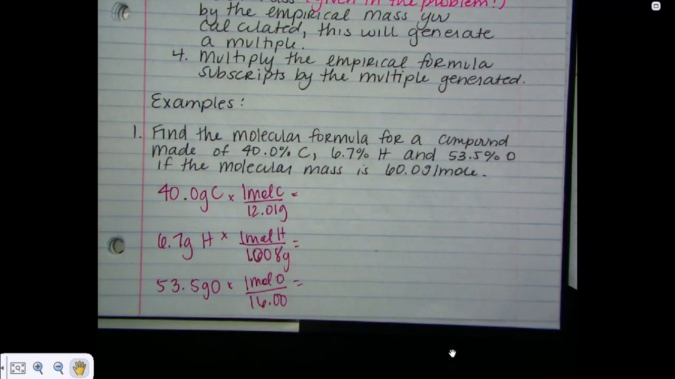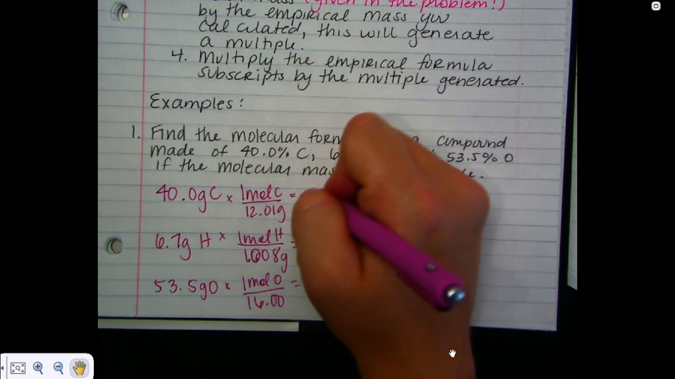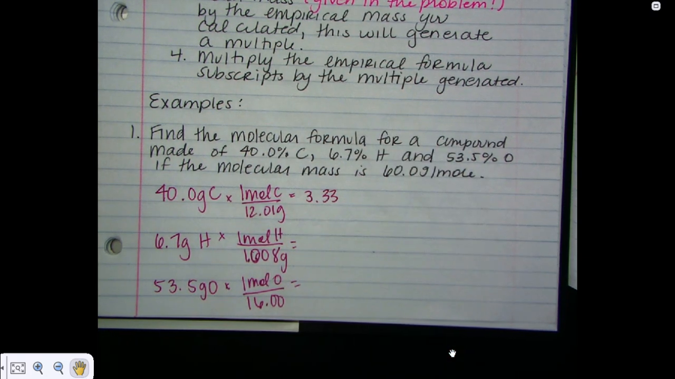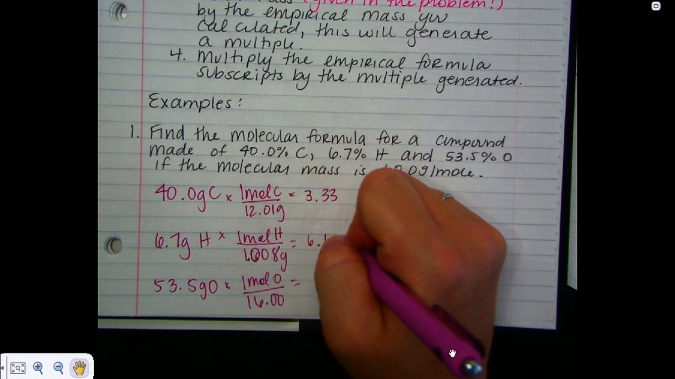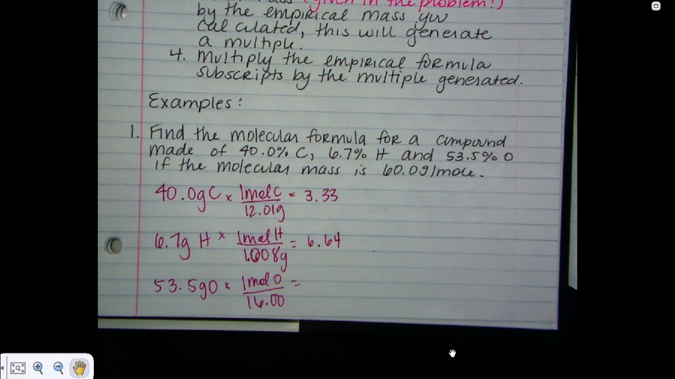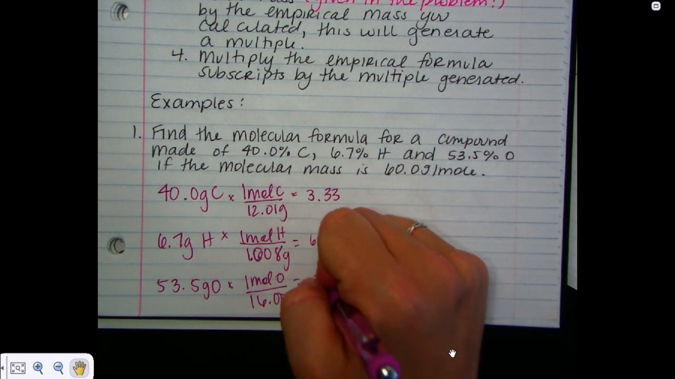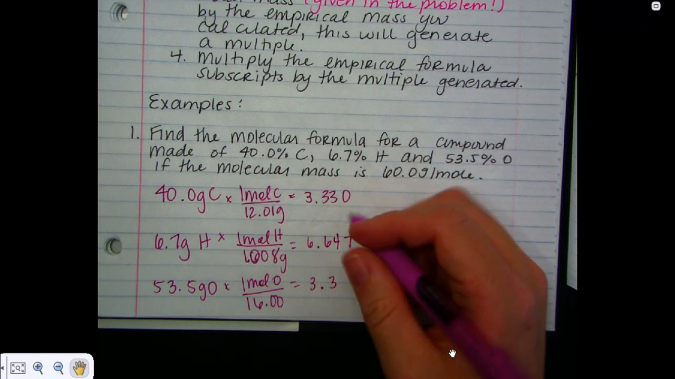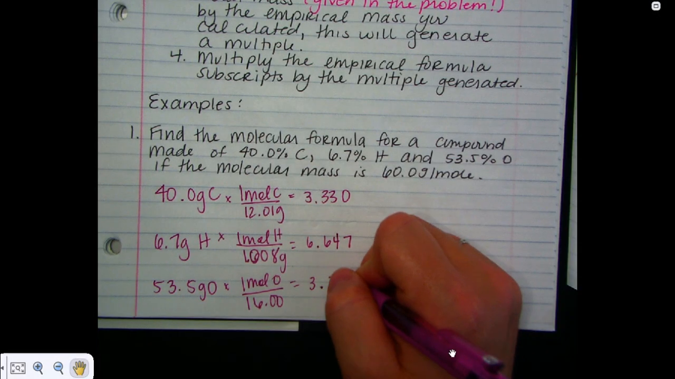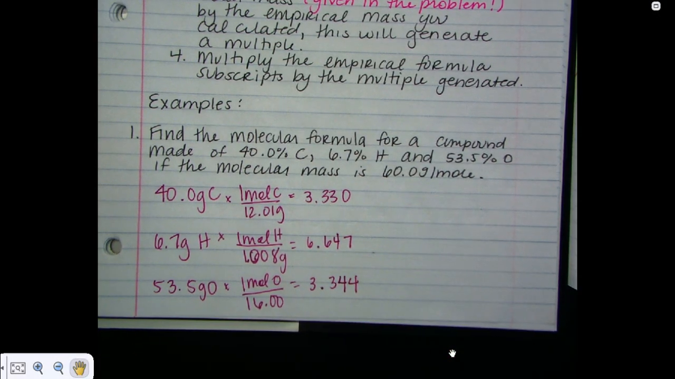All right, so we need to get our moles. 40.0 divided by 12.01 gives me 3.330. 6.7 divided by 1.008 gives me 6.647. And 53.5 divided by 16.00 gives 3.344. I shorted you some decimal places, and that is not very kind of me. All right, there we go. So percent is grams, check. Grams to mole, check. Divide by the smallest.